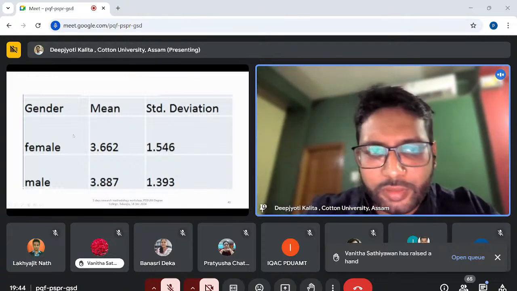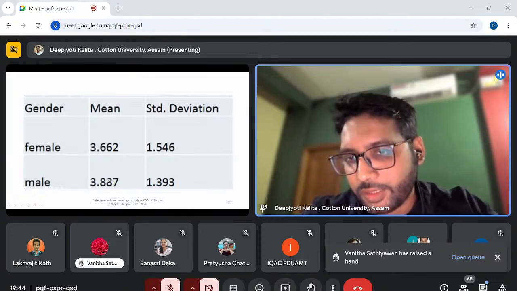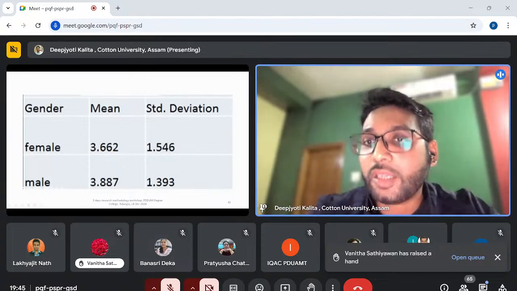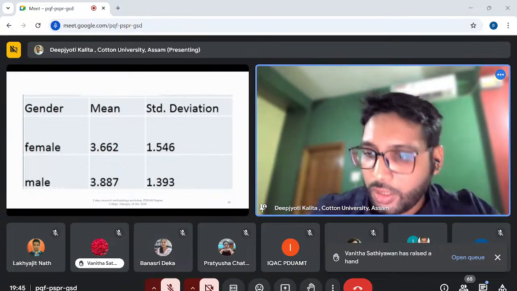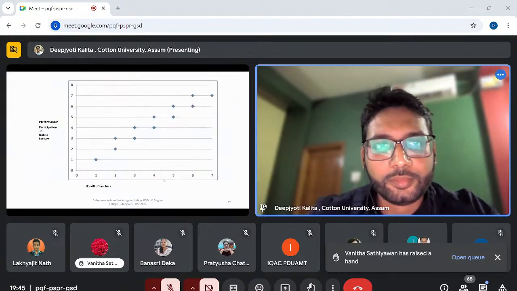If I give a Likert scale to them, the mean of the population female is this, mean of the population male is this. Again, there may be more. If you go to a more rigorous way, you can have a standard deviation idea also. This is a descriptive way of presenting the findings.